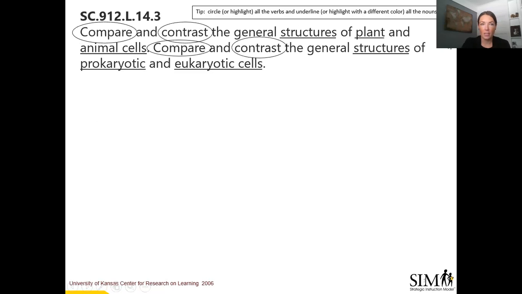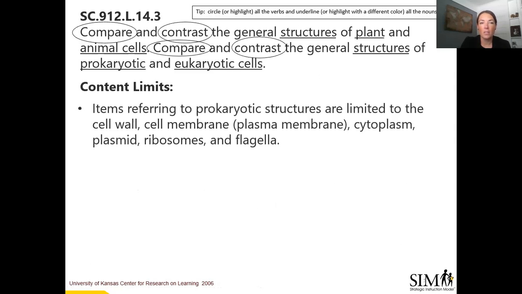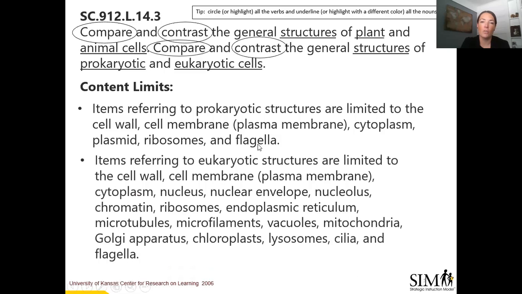Looking at this standard, it doesn't give me all the information I need. I know I need the students to be able to compare and contrast structures, but which ones? There are a lot of cellular structures. So the state has given us some guidelines in the content limits, and they have listed out which specific structures the students need to be able to recognize in a prokaryotic cell. You can see they're listed here, and those found in a eukaryotic cell, and you can see they're listed here. So this is some critical information I need to think about when drafting my unit.